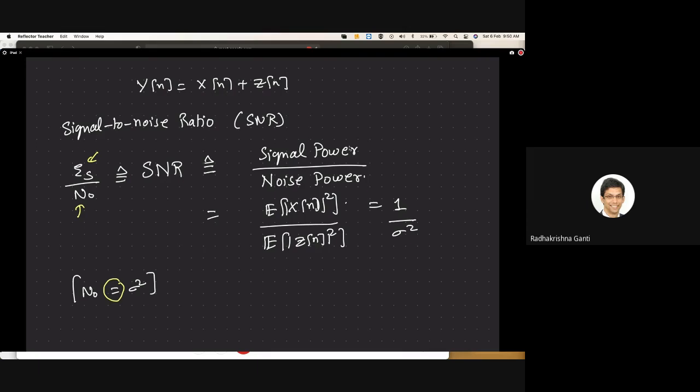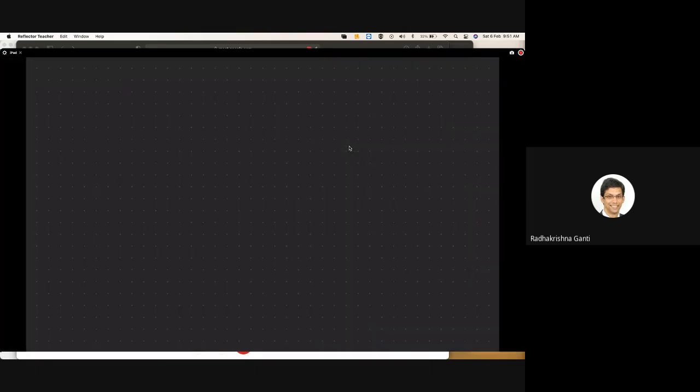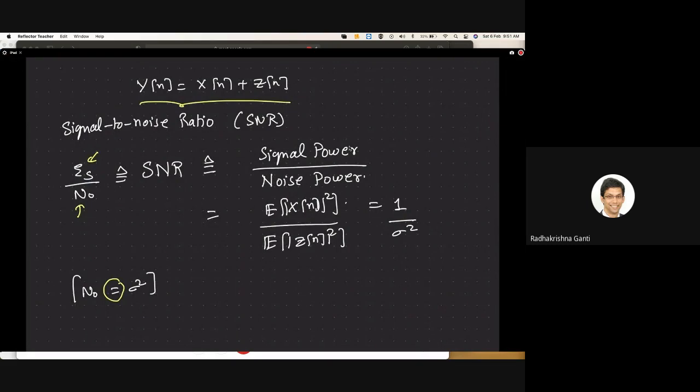So this is also represented as ES by N0, where ES is the symbol energy in the symbol x, divided by the energy in the noise. So ES by N0 is also called SNR. Both of them are the same. Did you understand how, when someone gives you a model like this, you should be able to identify the signal component and the noise component, and find the signal to noise ratio? Okay, this is good. Any questions before I move on?